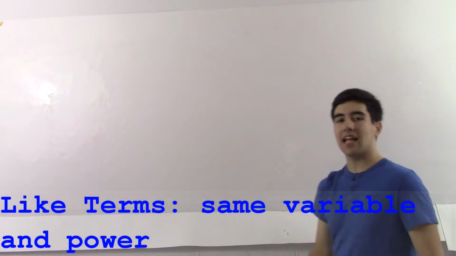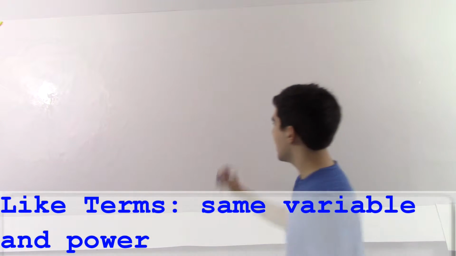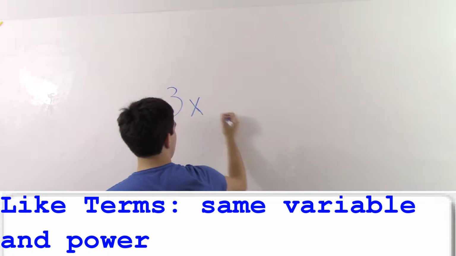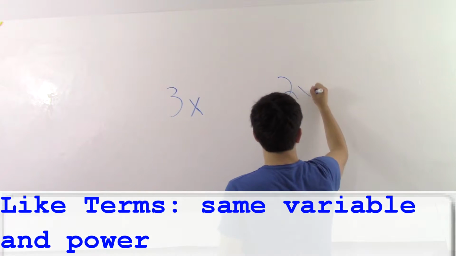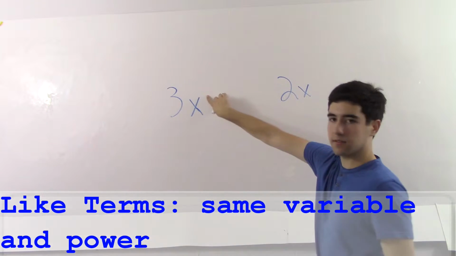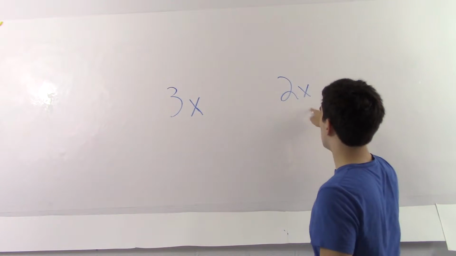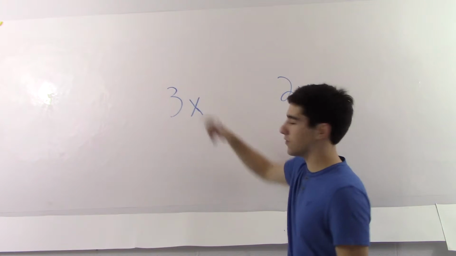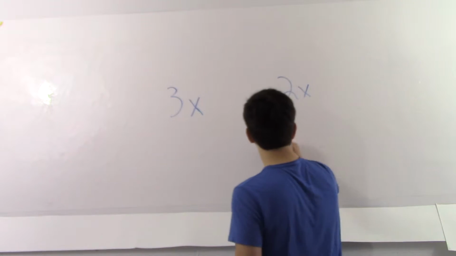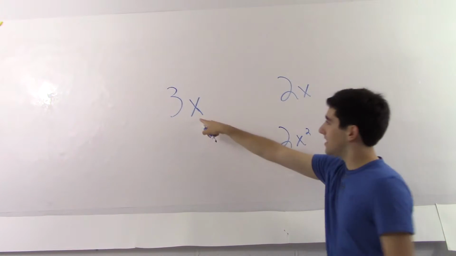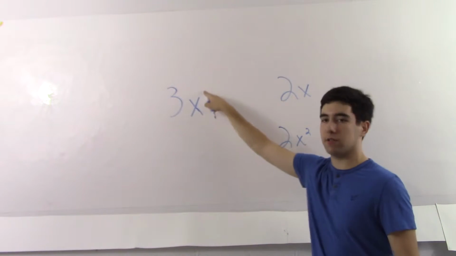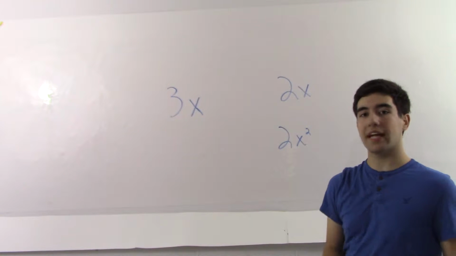Another phrase you need to become familiar with is like terms. Like terms are any terms that have the same variable to the same power. So 3x and 2x are like terms because they have the same variable and they are both to the first power. However, if you had 2x squared, these would not be like terms because even though they are the same variable, they have different powers.